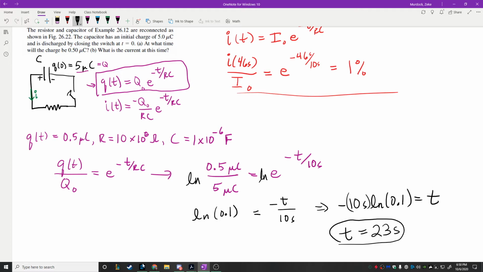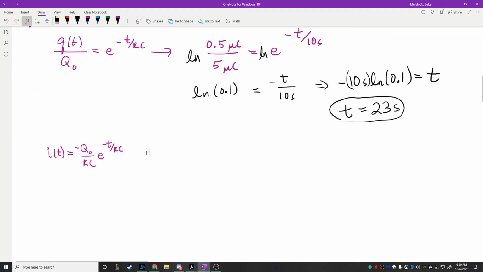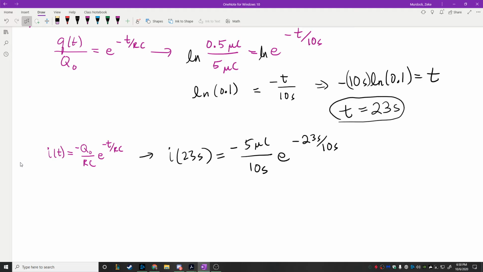That's the answer. What is the current at this time? Well, for this, we just apply this equation here. If I plug in the time, the current at 23 seconds is going to be equal to negative Q naught, which was 5 microcoulombs, given in the problem, divided by R times C, 10 seconds, multiplied by e to the negative 23 seconds divided by 10 seconds. This is going to give us an answer in microamps. What's that equal to?